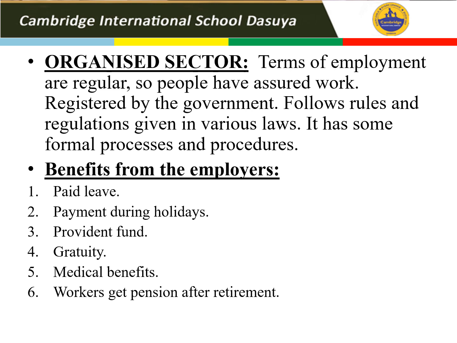So what are the benefits if I am an employee of the organized sector, from the employers? The first thing is paid leave. We get Sundays off from the job, but for that Sunday we still get our pay. That is paid leave. Next is payment during holidays. Like we have vacations in June, but still we get the salary for June also. That is payment during holidays.